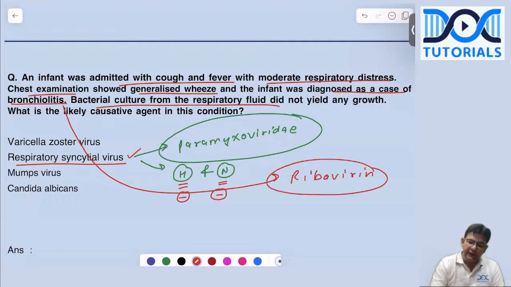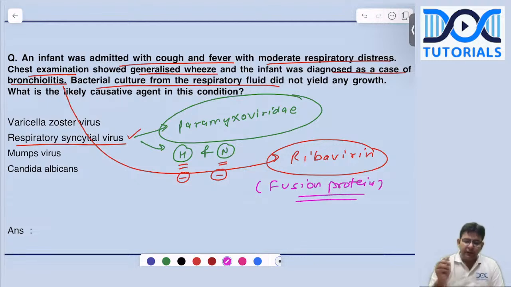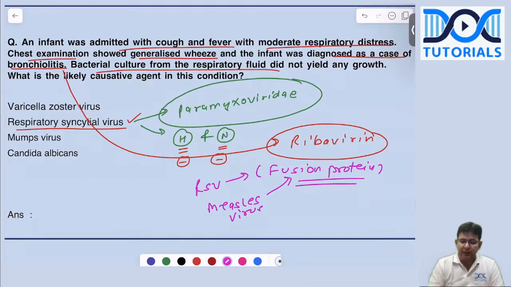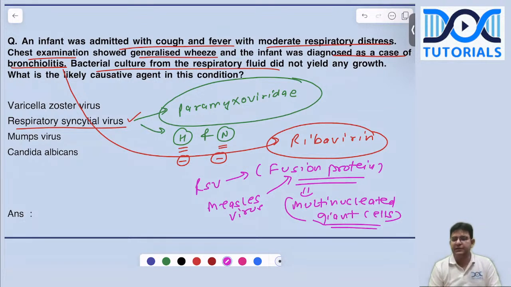Ribavirin. And another important hint, which might be there in the exam, is regarding the fusion proteins. RSV has fusion proteins. Along with that, the measles virus also has a fusion protein. Because of that, what do they produce? Multinucleated giant cells. So all these important things you should know regarding the respiratory syncytial virus. And this syncytial means what? Syncytia, multinucleated.